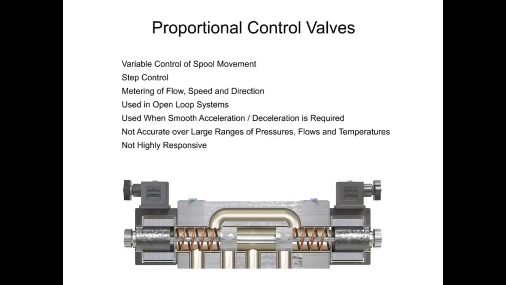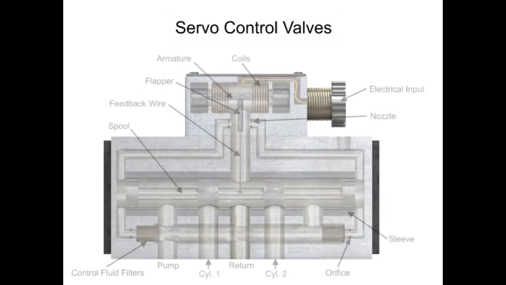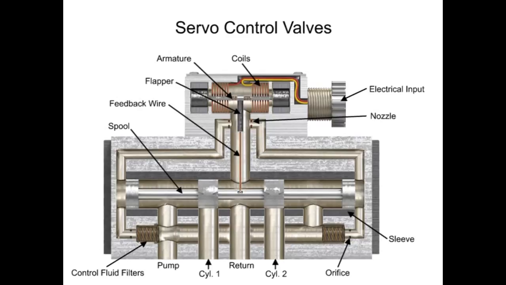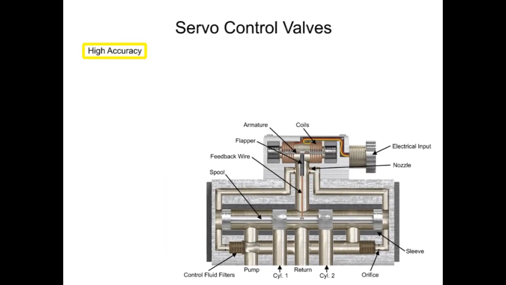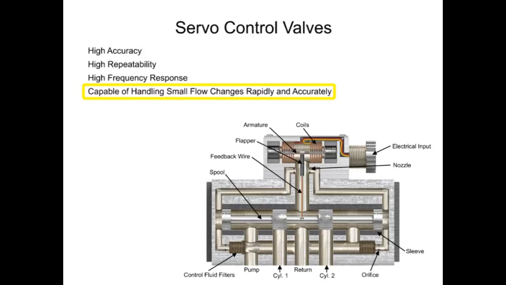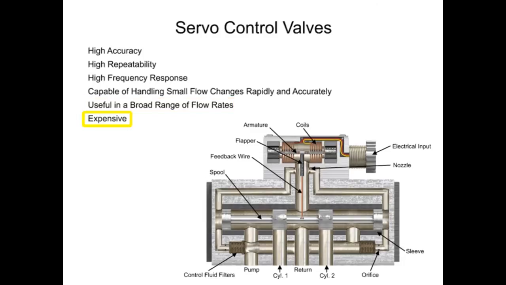The third type of hydraulic directional control technology is called the servo valve. First developed in the 1940s, the servo valves operate with very high accuracy, repeatability, and high-frequency response. Servo valves are highly responsive and capable of handling minuscule flow changes both rapidly and accurately over a broad range of flow rates, but at an extra cost. The main difference between proportional and servo valve circuit design is that servo systems have a method of feedback that assures that the actuator is doing what the controller tells it to do.